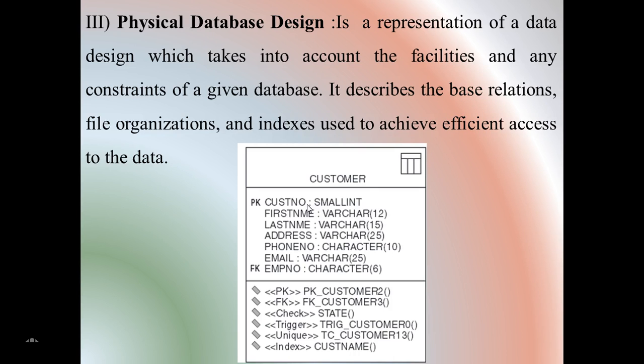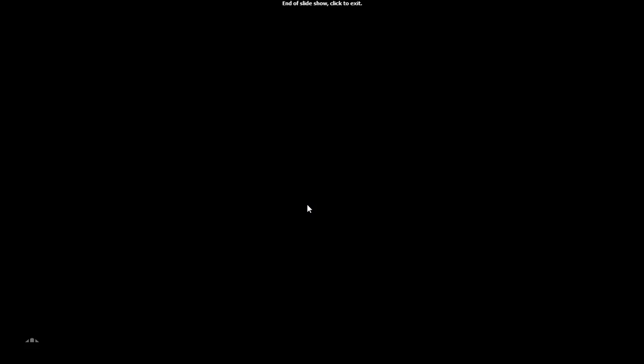Okay, physical database design is a representation of a database design which takes into account the facilities and any constraints of a given database. It describes the base relations, file organizations, and indexes used to achieve efficient access to data.